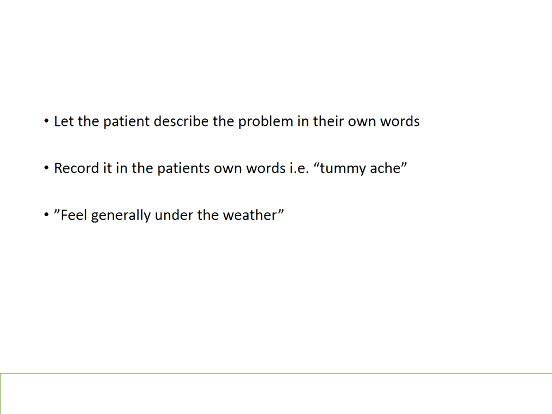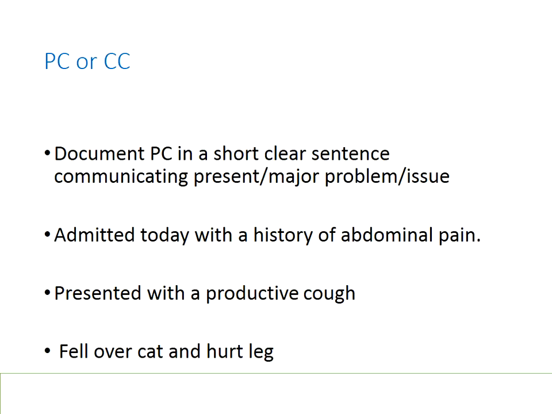So let the patient describe the problem in their own words. Record it in the patient's own words, i.e. tummy ache, feeling generally unwell or under the weather. Document the presenting complaint in a short, clear sentence on your notes, communicating the present major problem or issue: chest pain, shortness of breath, injury to lower leg, etc.